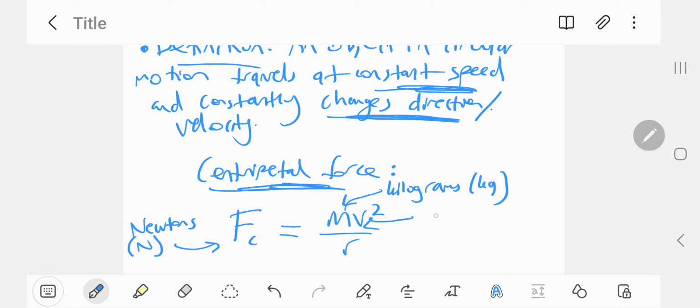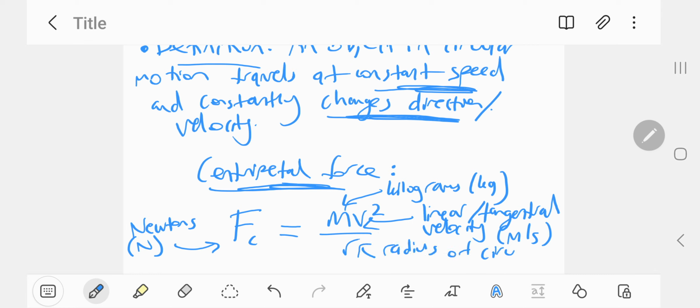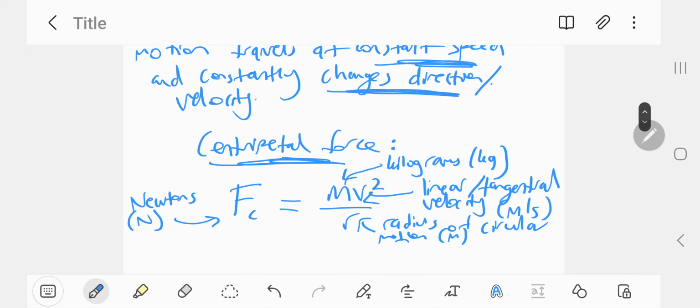And v is the velocity of the object, I should say the linear or tangential velocity, in meters per second. And r is the radius of circular motion in meters. This will make a lot more sense when I draw a diagram, which I'll do right now.